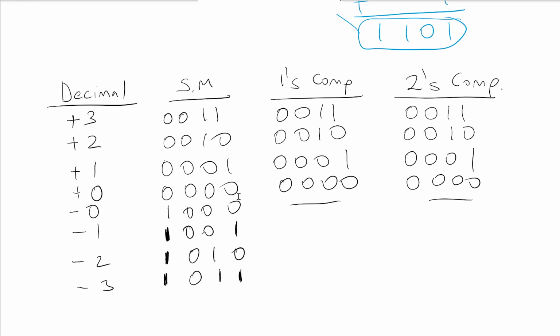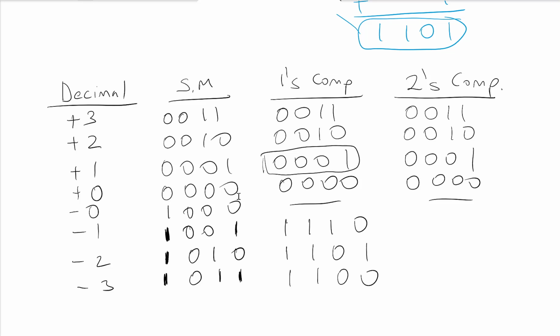But for 1's complement, to find minus 1, I take plus 1 and invert all the bits. So this will be 1, 1, 1, 0. And for minus 2, I look at positive 2 and invert all the bits, giving 1, 1, 0, 1. For minus 3, it is 1, 1, 0, 0.